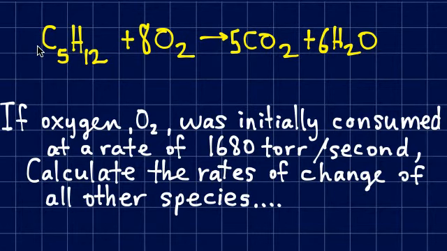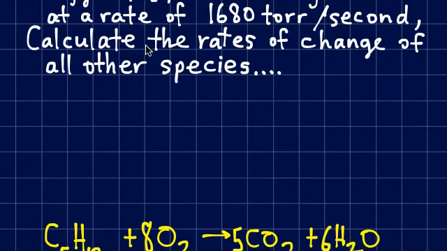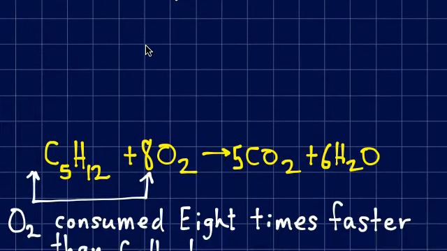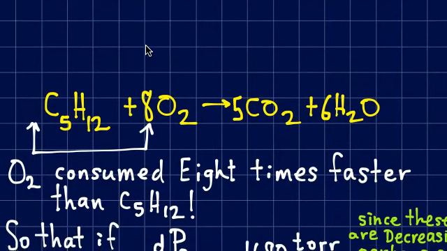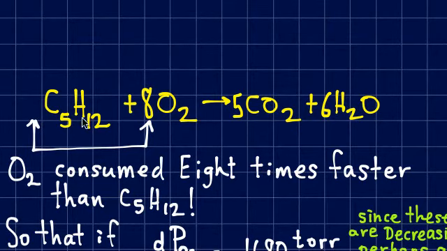Well, if I see a 1 anywhere in any of these, I might want to focus on that. It'd be nice to know this. And what I just said a moment ago, this is only being consumed 1/8 as fast as this. So I could say the O2 is being consumed 8 times faster than the pentane because there's a 1 here and there's an 8 here.